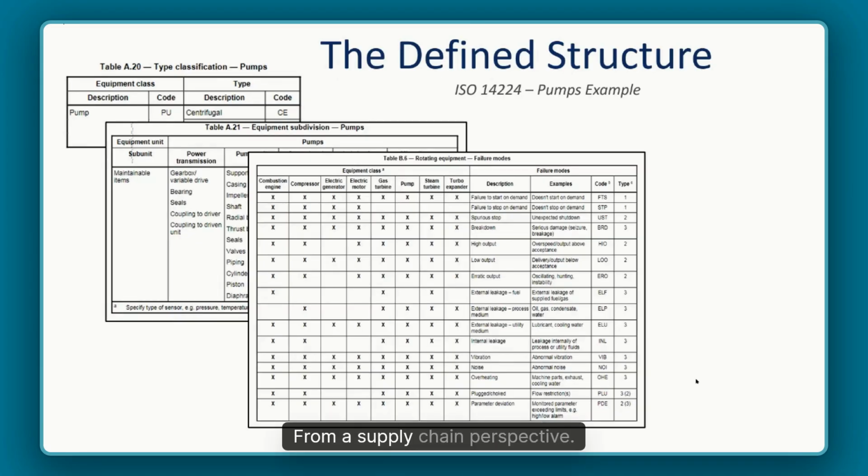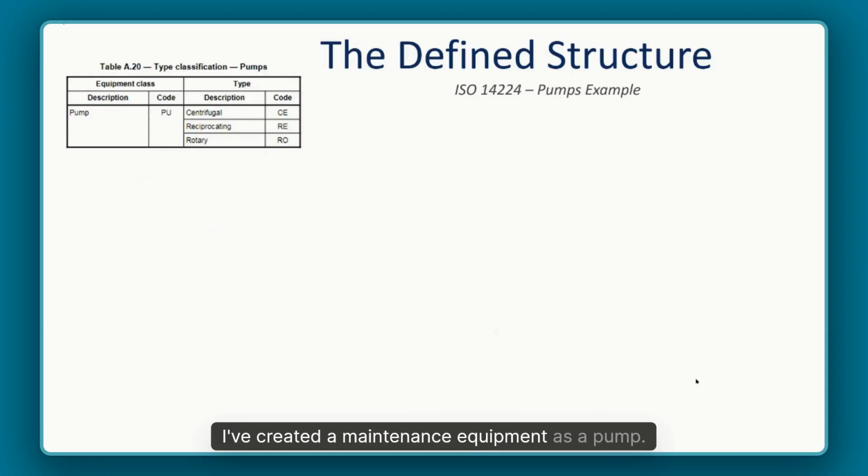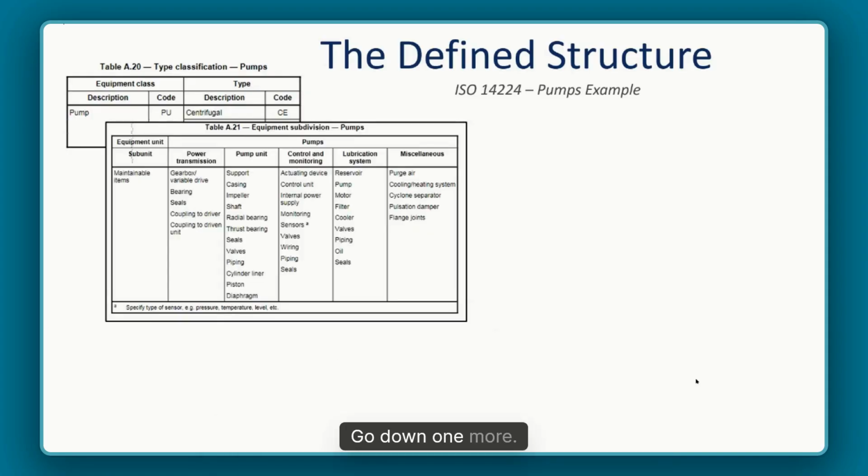I'll jump in from a supply chain perspective. I'm looking at this and thinking about the data side that we always talk about. Right now I've got equipment, a pump, and I've created a maintenance equipment as a pump. Go down one more. Then I love this because this is the hierarchy within the BOM. If I'm going to build a BOM, I've got the equipment set up.